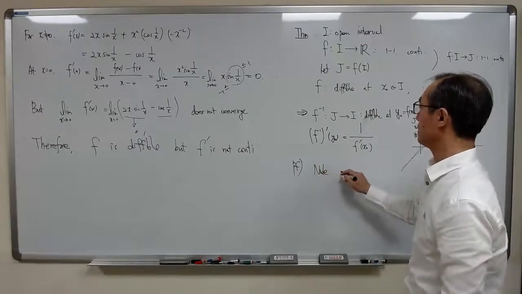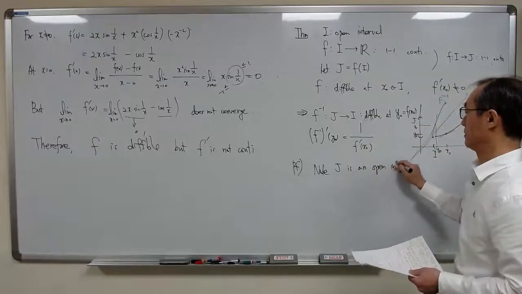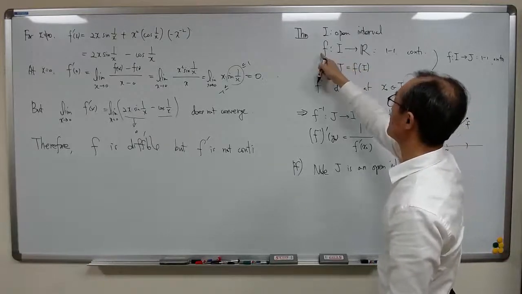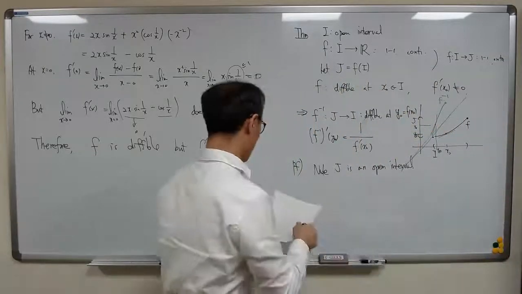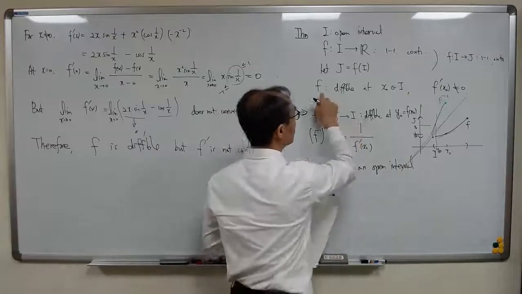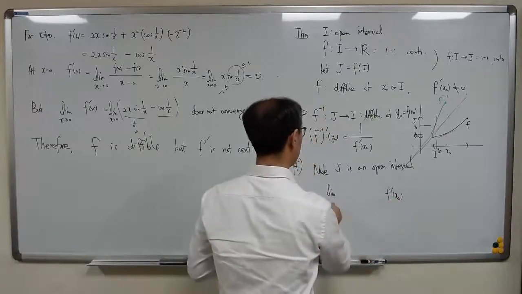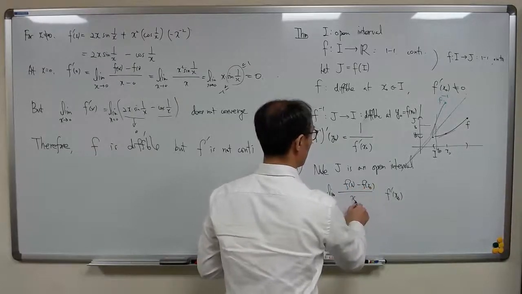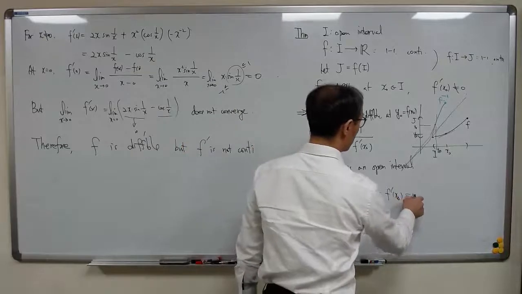Okay, first, the image J is an open interval. This I is an open interval, and this function is one-to-one and continuous, whose image must be an open interval too. Then we're going to compute the derivative at x naught. If the function f is differentiable at this point, then f prime of x naught is the limit as x tends to x naught of f of x minus f of x naught divided by x minus x naught. Okay, we assume this value is non-zero.